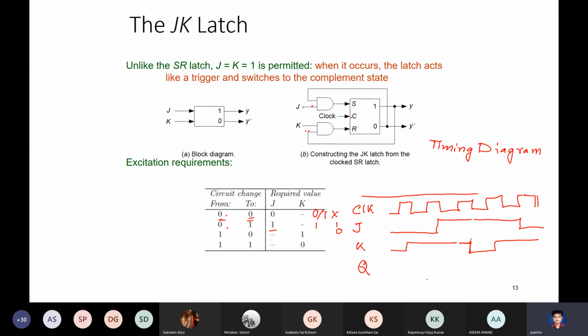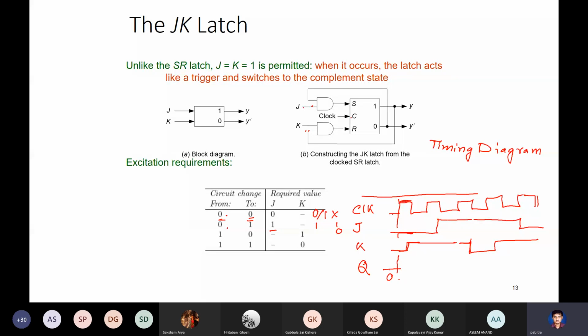So let's do the analysis. Here the clock is 0, so whatever the value of Q is, it will stay the same. Let's say Q starts with 0, so Q will stay 0 till here. I could have done it for Q starting with 1 also. Now during this period, what happens? J is 0. In fact, this is undesirable. J is 0 and K has moved from 0 to 1. Q was already 0. So what will be the new output?